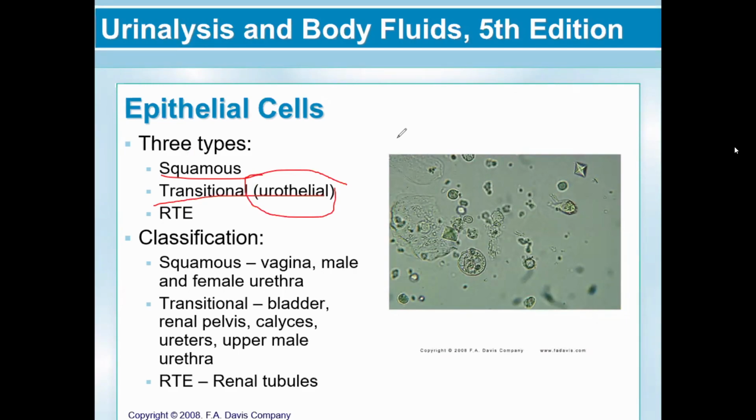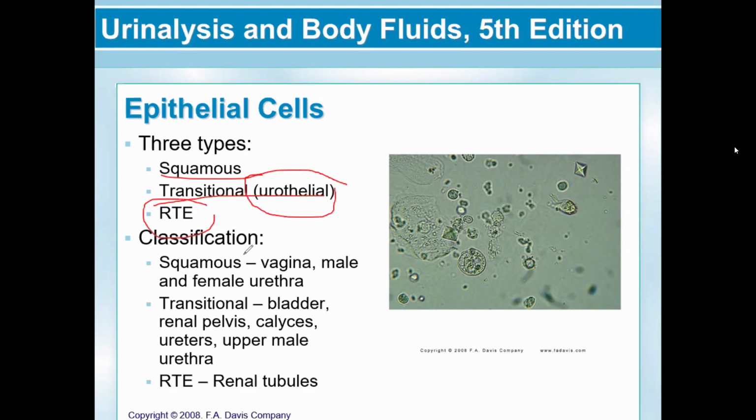And then we also have the renal tubular epithelial cells. Just like the transitional or urothelial cells, they also have different shapes. They can be columnar, round, or cuboidal. It depends on where they come from.